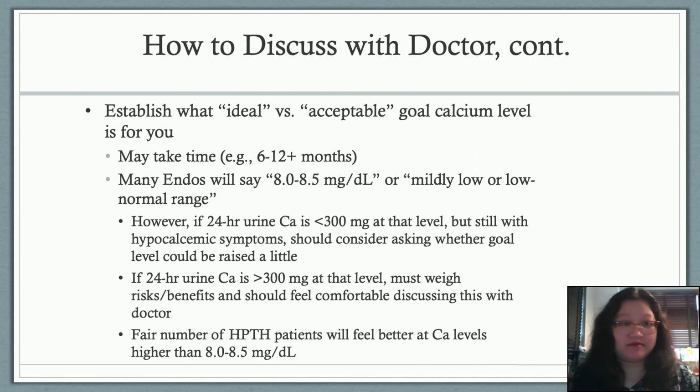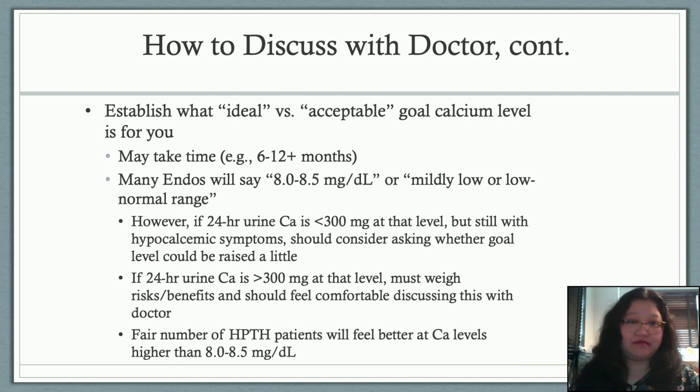But if you're having too many symptoms, as I did, as a lot of us do, at that sort of low normal level, you have to balance that with what is your actual 24-hour urine calcium level. If your 24-hour urine calcium level is okay, less than 300, maybe you can go ahead and push the supplements, et cetera, to let your goal serum calcium ride higher. If your urine calcium is more than 300, then maybe there are other things you can do to help get it down, like hydrochlorothiazide, et cetera.